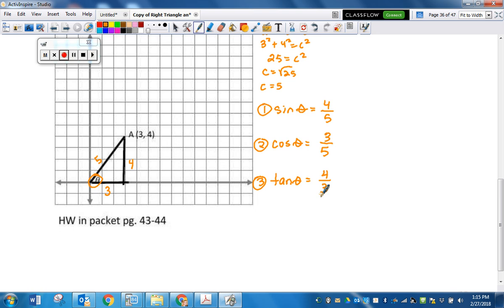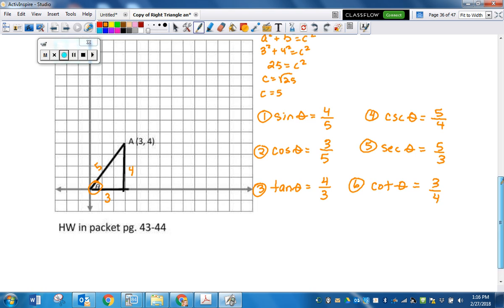Okay, easy enough? All right, fourth one, reciprocal of sine. So again, gotta memorize. Reciprocal is cosecant of theta, and that's equal to the reciprocal, so 5 over 4. The reciprocal of cosine is secant of theta, and that's the reciprocal again, so 5 over 3. And reciprocal of tangent is cotangent, and so that would be equal to 3 over 4. Okay, so those are pretty easy.